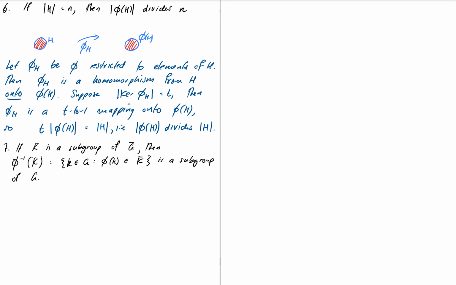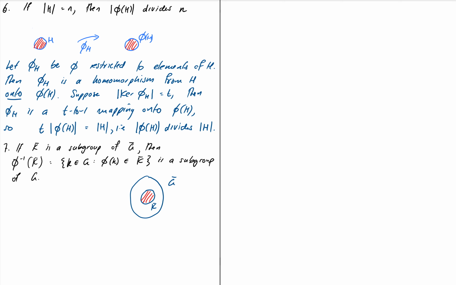So for our next property, this one says that if K bar is a subgroup of G bar, then this mapping, which is called the pre-image of K bar, basically it's a set of all things in our group that map to K bar. That's a subgroup of G. So again, an illustration is probably helpful here. So we've got G bar on the right hand side, and we've got K bar being a subgroup of G bar over here.